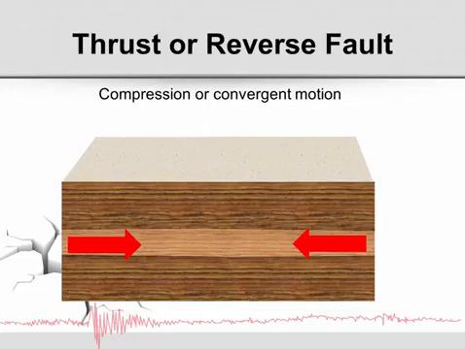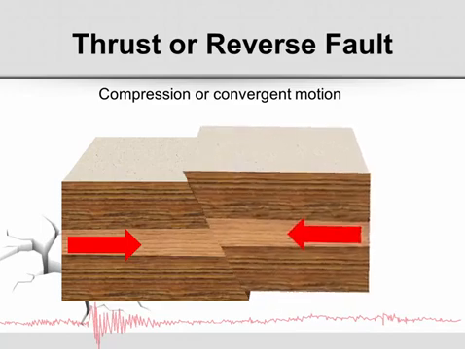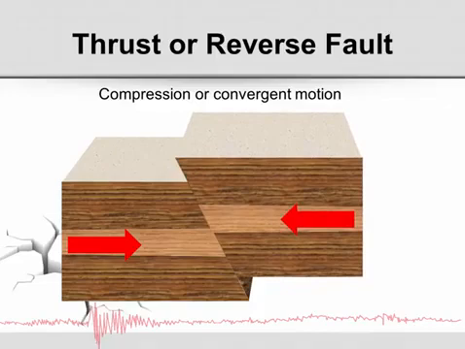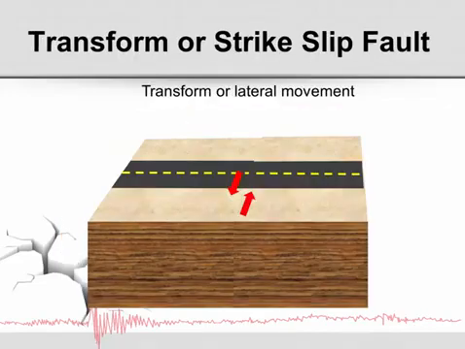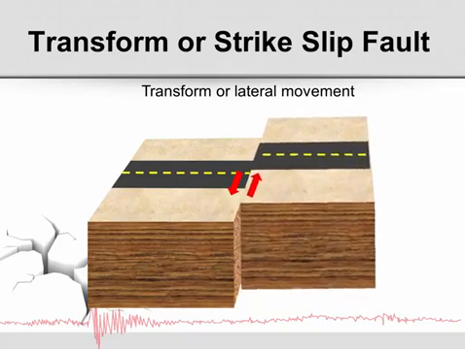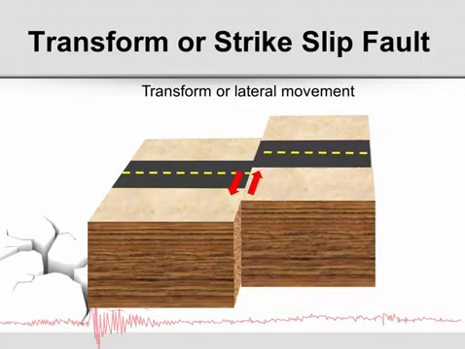Opposite the normal fault, we have a thrust or reverse fault. This occurs from compression or convergent motion. When two plates are pushing against each other, one plate may go down or another one may go up. This creates a thrust or reverse fault. Finally, a transform fault or a strike-slip fault occurs with lateral stress. When two parts of the Earth's surface are moving in opposite directions with respect to each other, one may slide, causing a transform or a strike-slip offset.